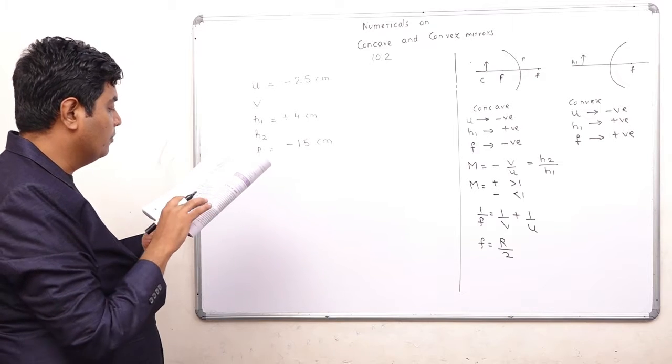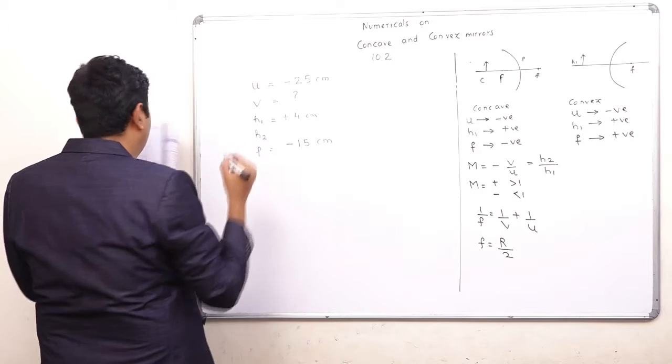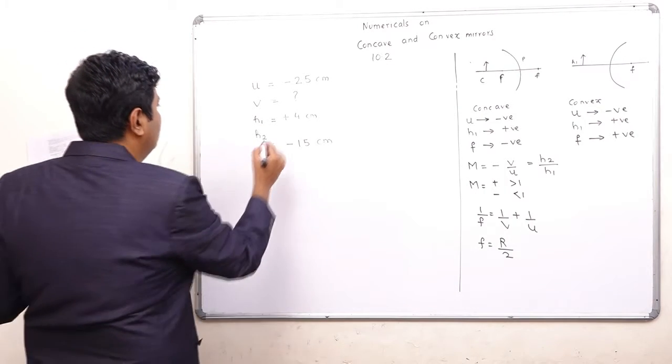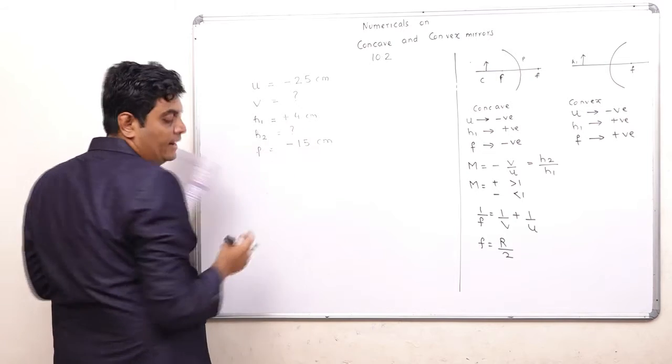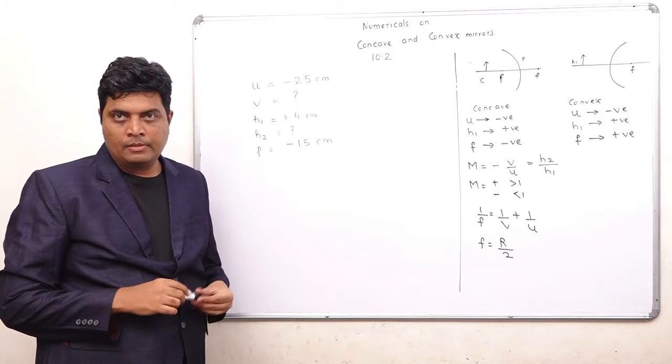At what distance from the mirror should the screen be placed? So they are asking you the image distance. v is equal to how much? Find the nature and the size of the image. So h2 is equal to how much? And nature, that means whether the image is real or inverted.